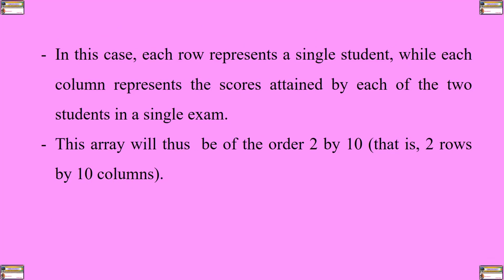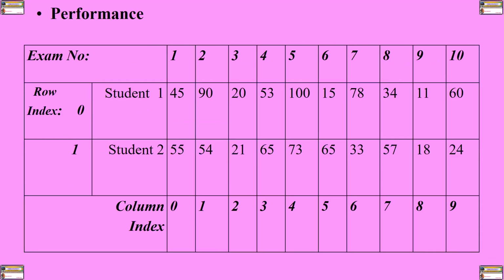That is, 2 rows with each row containing scores for a single student, and 10 columns with each column representing a score that has been attained by each of the 2 students. Now, this data can therefore be represented as follows.